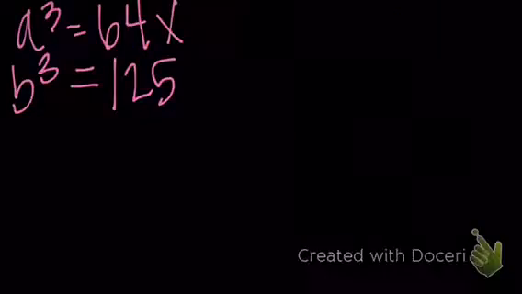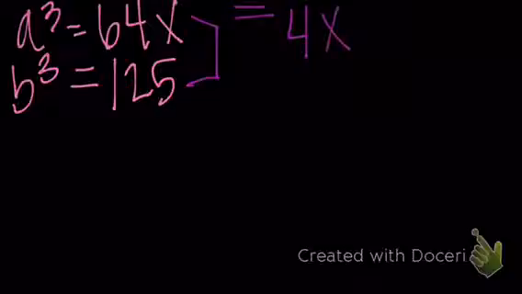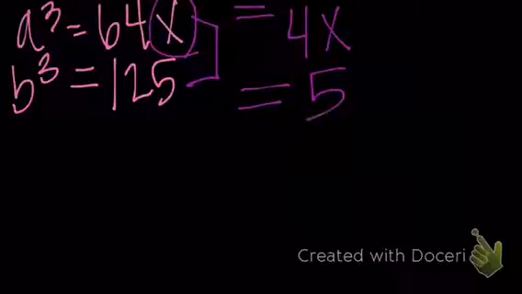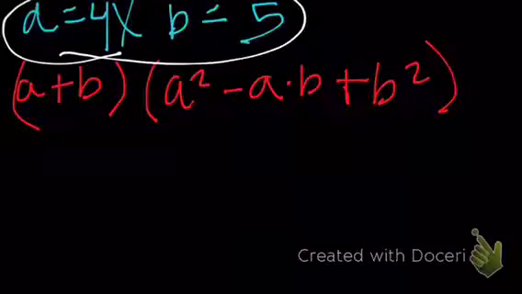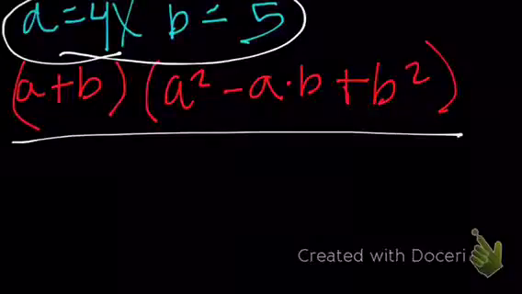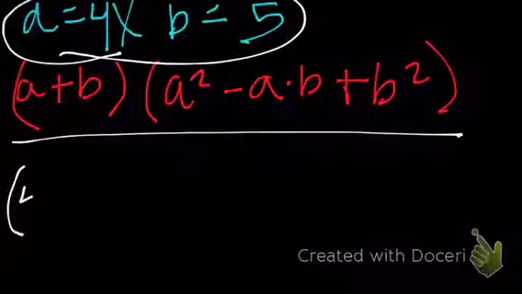Alright, so now we want to find the cube roots of these a and b values, and for 64, the cube root is going to be 4x, because 4 times 4 is 16, and then 16 times 4 is going to equal 64, and then you always carry over the variable that follows the coefficient. And then the cube root of 125 is going to be 5, because 5 times 5 is 25, and 25 times 5 is 125. Alright, so now that we found the cube roots of 125 and 64x cubed, we're going to plug it into this equation. So we're going to find our a, which is 4x, and plug that in.